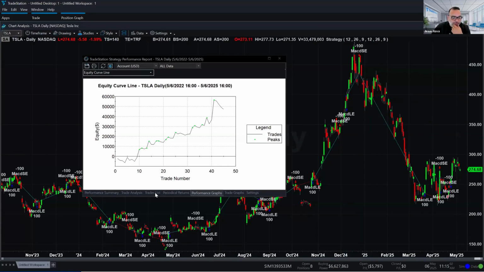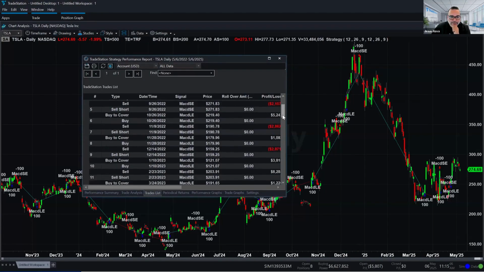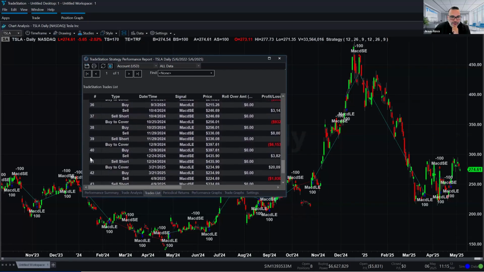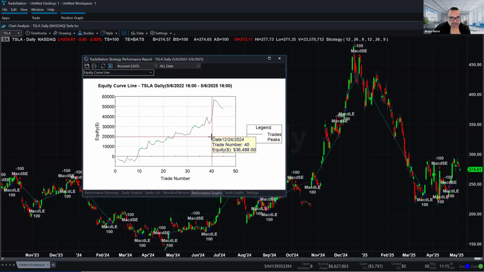Now let me go here to the trade list and scroll down to December 2024. I see that trade right here. It's trade number 41, a short transaction on December 24th, 2024 at 435.90. So that was trade 41. If I come back here to the performance graphs and click here, it tells me what trade number that is. On trade number 41, that's when we reach that new equity peak because of that huge profitable trade that spanned several months.